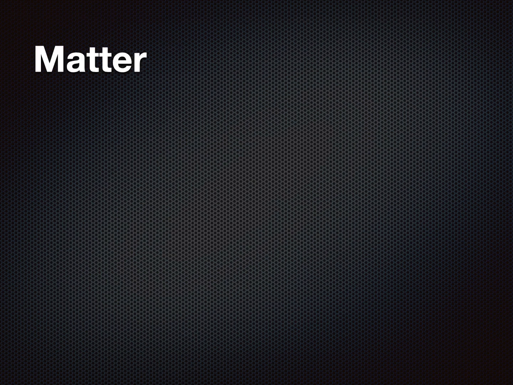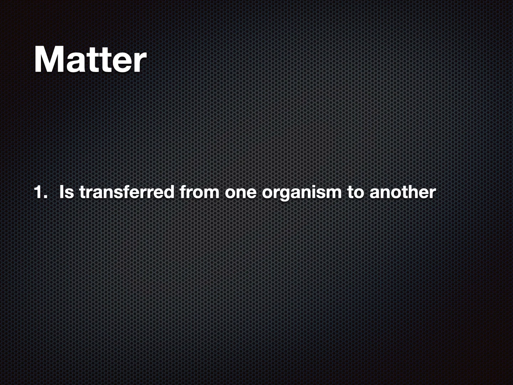First, we're going to start with matter, going back to where we started in science this year. We're going to talk about how matter is transferred in an ecosystem, and it's transferred in two ways. The first way is it's transferred from one organism to another, and that's essentially eating something. A plant getting eaten by an animal, an animal getting eaten by another animal, an animal dying and getting decomposed by bacteria, or a tree dying and getting decomposed by bacteria.